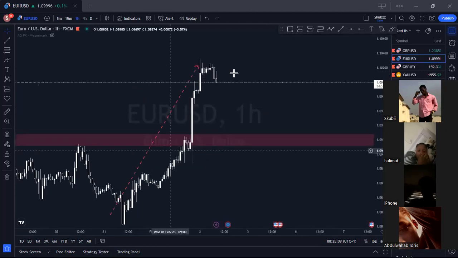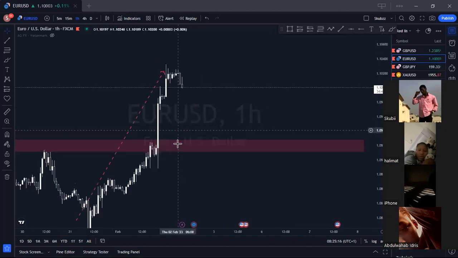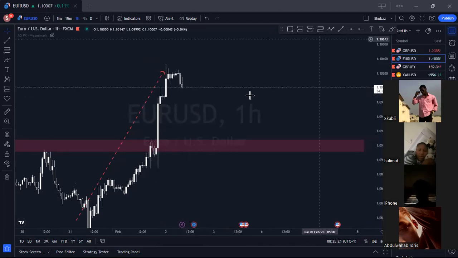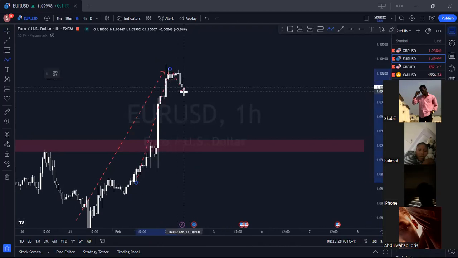Euro USD is wild now. This move to the upside was too steep. But then we have this 4-hour resistance, so we can pay attention to that one. Resistance turns to support. One thing I've observed in the market is that most times when we have these strong impulsive moves, the next thing that follows is just a short retracement, then a break to the upside.